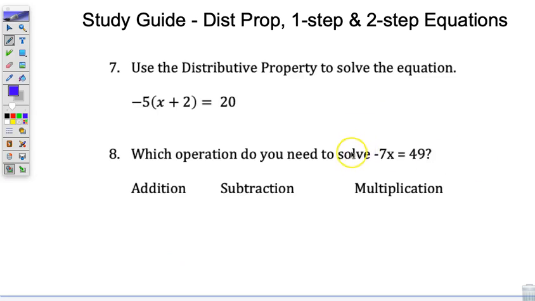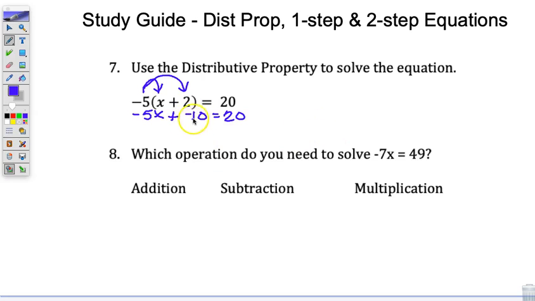Moving on to problem 7. Now this is going to be a multi-step equation. Just because we have one extra step here, we need to first start by distributing the negative 5 to x and 2. So negative 5 times x is negative 5x, keeping that addition sign. Negative 5 times 2 is equal to a negative 10, and that of course is equal to 20.